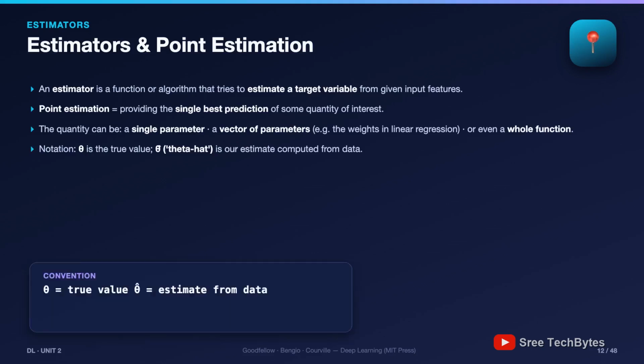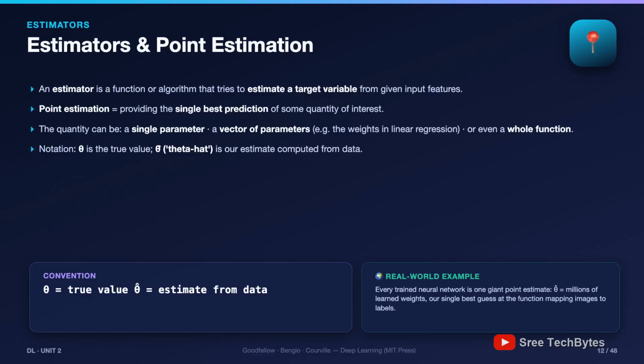Hat means made from data, and here's the perspective shift. Every trained neural network is one giant point estimate, millions of theta hats, our best guess at the function from images to labels. An opinion poll estimating a vote share, same mathematical creature.